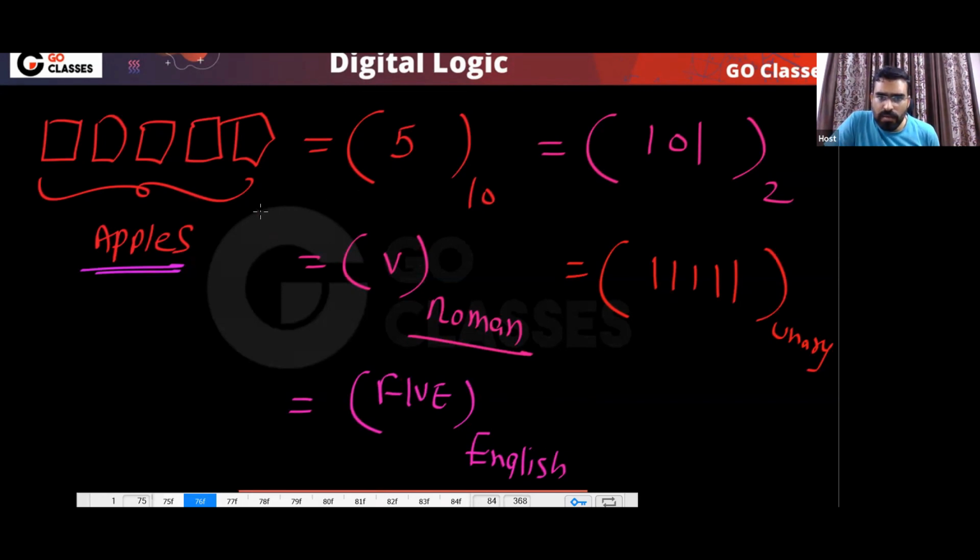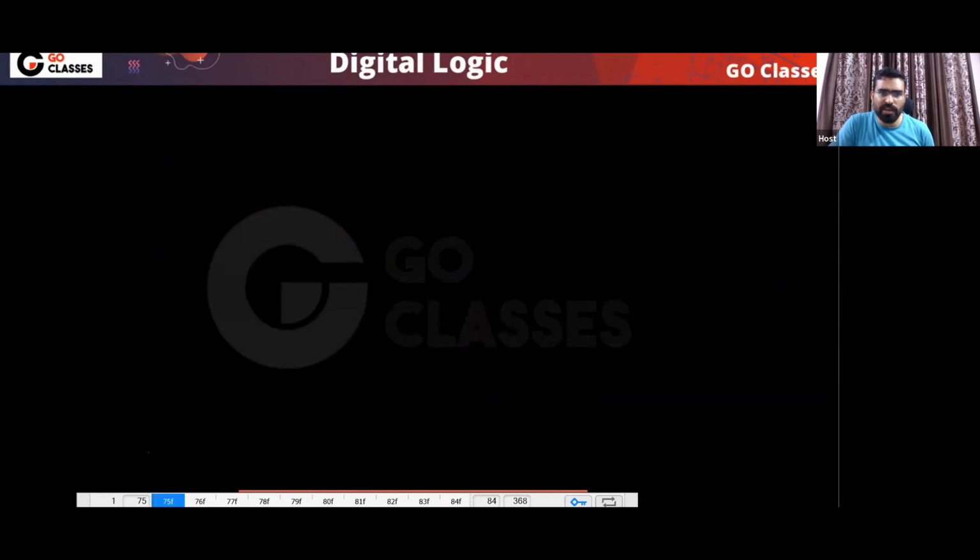Priya is asking, one doubt I have: why, while converting binary to decimal, are we considering base 2, not base 10? I told you the reason, Priya. When you convert from binary to decimal, if I give you a binary number, for example, let's assume this is your binary number.